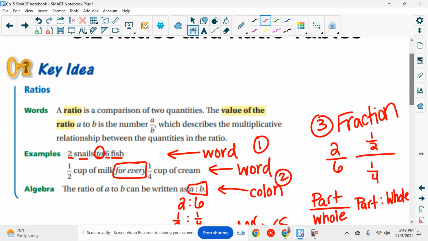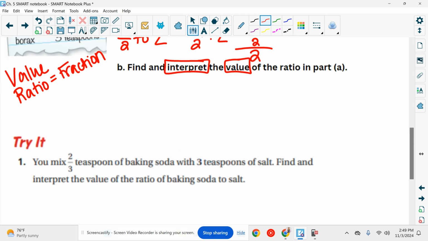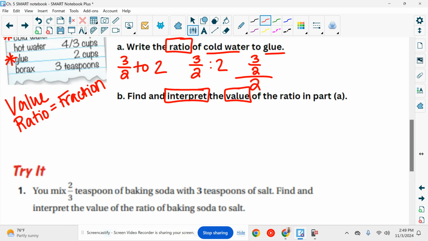in the key idea part, or out here where it says value of the ratio, and they have it written as a fraction. That's how we find the value of the ratio, because what does a fraction actually represent? Division. So we're having to divide this ratio out because it can be written as a fraction. We can divide it. So we're going to take the fraction form, 3 halves over 2.